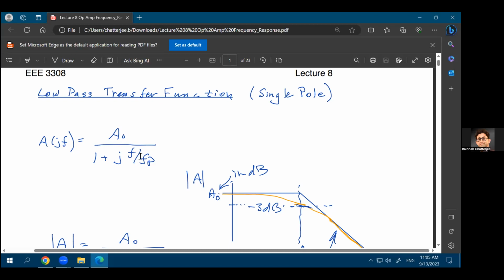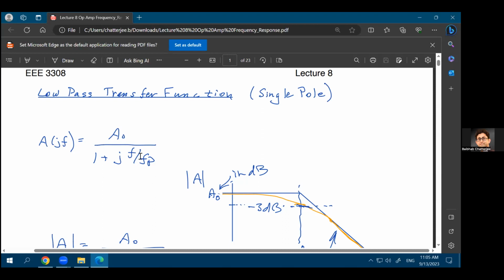Okay. So you have A naught divided by 1 plus j omega times R naught C naught, because this 1 upon omega p was multiplied with your j omega. We are just using this value over here. Now your S is equal to j omega. This becomes A naught divided by 1 plus S times R naught C naught, which is the same form, right?